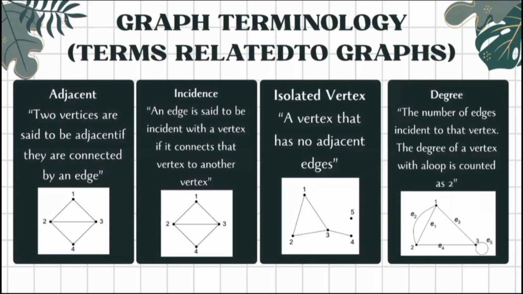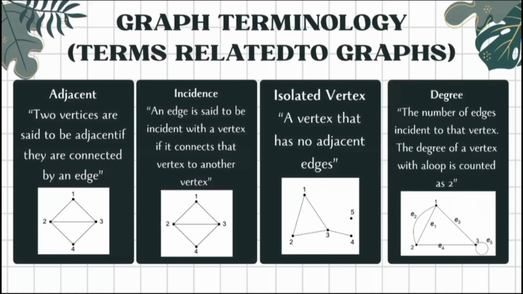Second, incidence: an edge is said to be incident with a vertex if it connects the vertex to another vertex. For example, edge (2,3) is incident to vertex 2 and vertex 3. Edge (2,4) is incident to vertex 2 and vertex 4. But edge (1,2) is not incident to vertex 4.